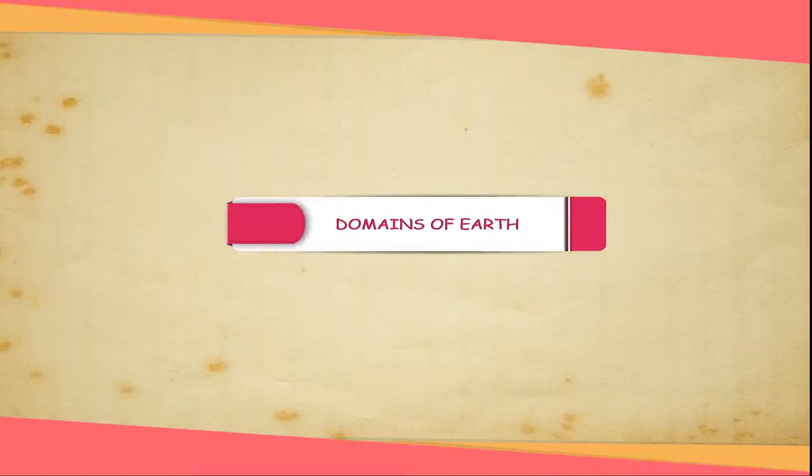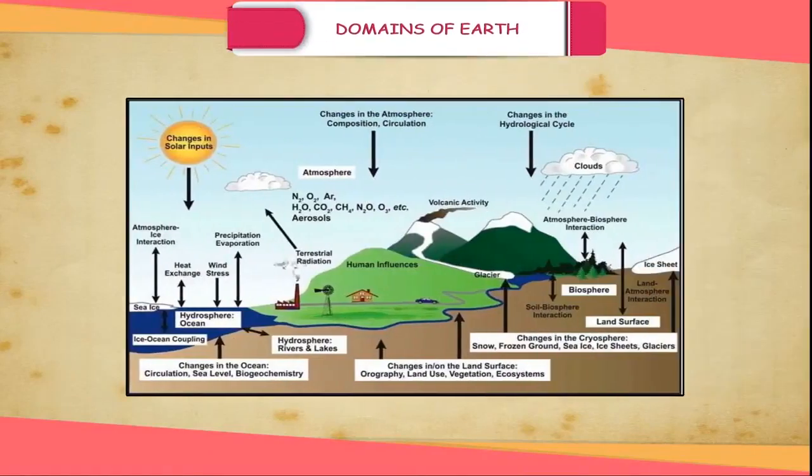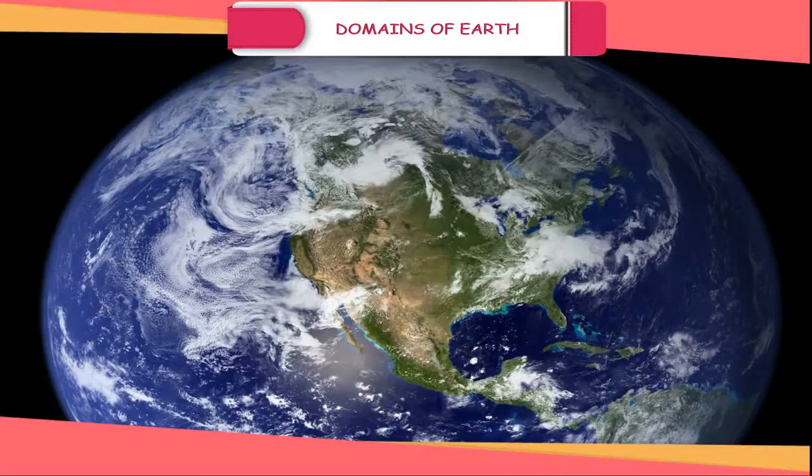Domains of Earth. It has already been stated, Earth is the only planet in the solar system which sustains life. The major domains of the Earth which help to sustain life are lithosphere, atmosphere, hydrosphere and biosphere. These domains are interactive and interdependent spheres.